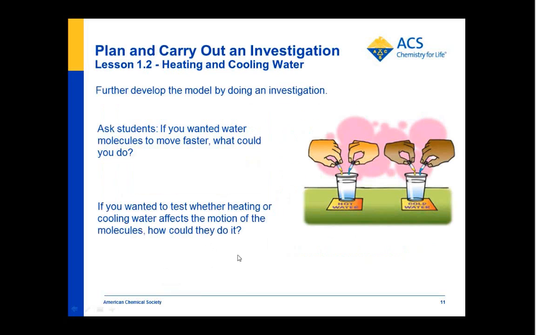So then in Chapter 1, Lesson 2, we ask, what we think is a reasonable next question: if you wanted water molecules to move faster, what could you do? And kids might say, well, you could mix the water around or shake it up. But eventually, we want kids to be able to say that, hey, maybe if you heated it, the water molecules would move faster. And if they don't come to that, you can suggest it. Did you ever notice when you put water on the stove, does it seem to move faster, slower, stay the same? This idea that heating increases molecular motion.